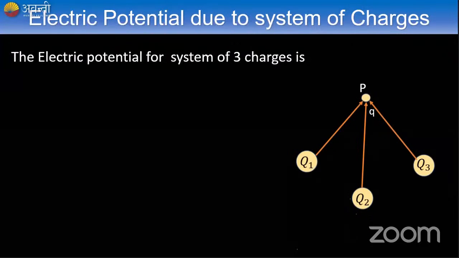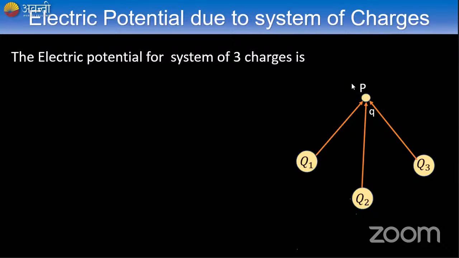Say I have 3 charges. Say I have source charge Q1, source charge Q2, and a source charge Q3. Now, these source charges are acting on a test charge, small q, at point P. At point P, I have a test charge. Now, these are acting. What happens? What should I do to find electric potential? Guys, give me a one line answer.